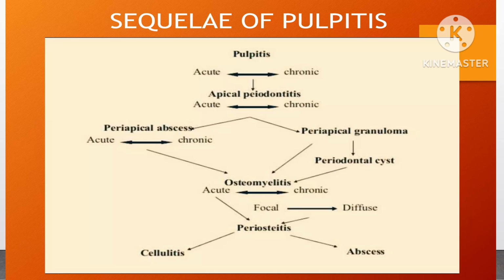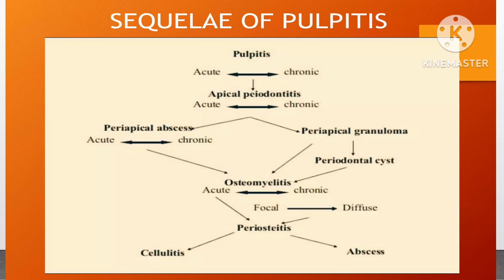Acute apical periodontitis involves intense pain, while chronic apical periodontitis is less painful but long lasting. After that, acute apical periodontitis can develop into an acute periapical abscess, which is a collection of pus. Over time, if left untreated, this can turn into a chronic periapical abscess. And chronic apical periodontitis can lead to a periapical granuloma, which is a mass of chronically inflamed tissue at the root tip. If the periapical granuloma persists, it can develop into a periapical cyst, which is a fluid-filled sac around the root of the tooth.